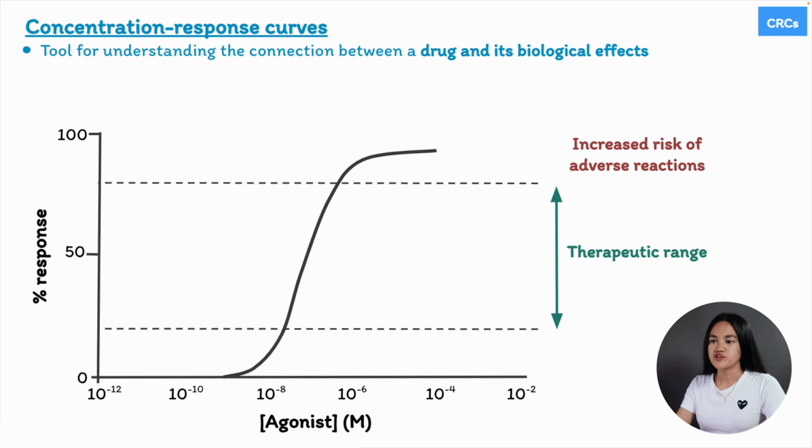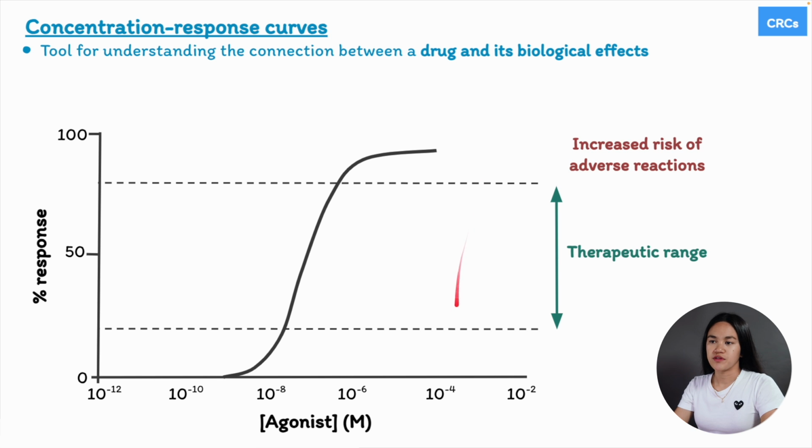The therapeutic range is defined as the target range where the drug concentration is sufficient to produce the desired therapeutic effect without an increased risk of adverse effects. However, when drugs are used at high concentrations beyond their therapeutic range, there is an increased risk of dose-related adverse effects.